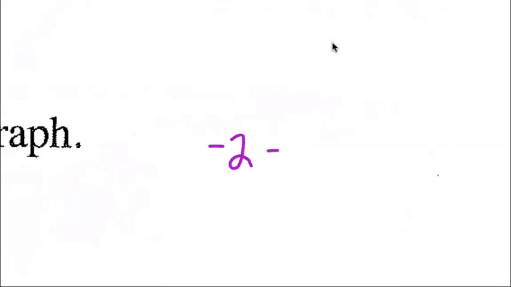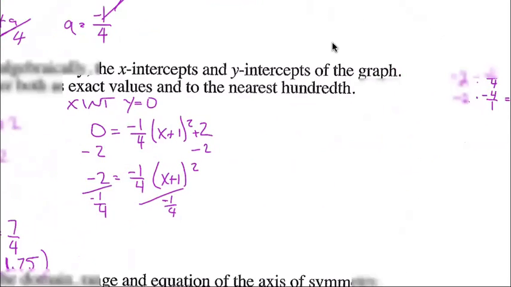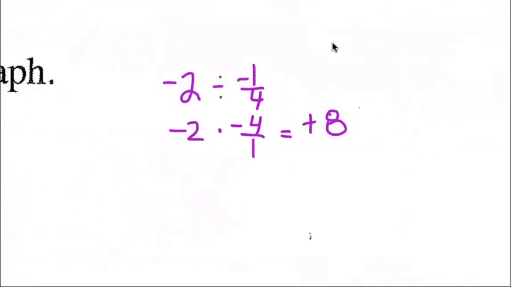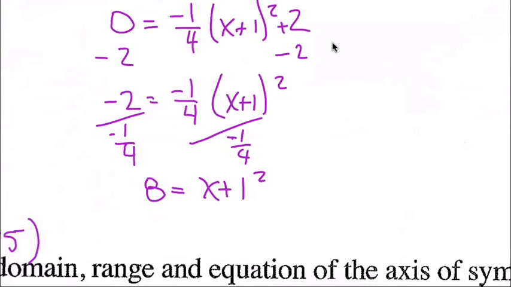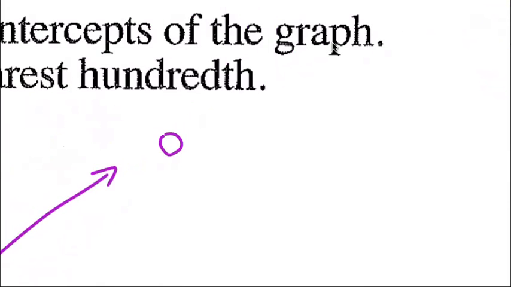Negative 2 divided by negative 1 over 4 is negative 2 times negative 4 over 1. Negative 2 times negative 4 is negative 8. Not negative 8, sorry. Negative times a negative is positive. Positive 8. And of course, this is in brackets. We're going to carry on over here. I'm just going to rewrite it. 8 is equal to x plus 1 squared.